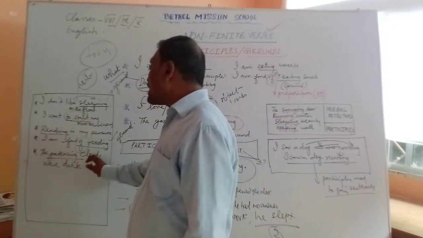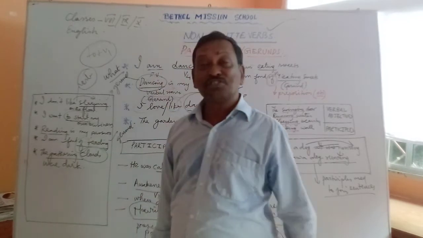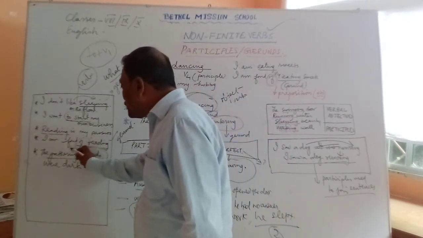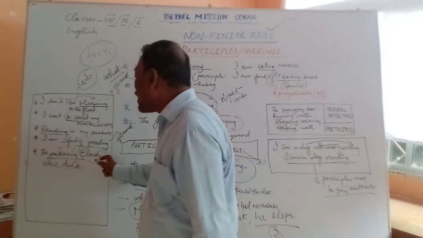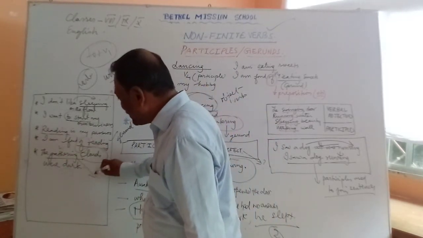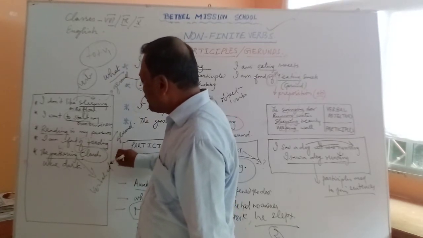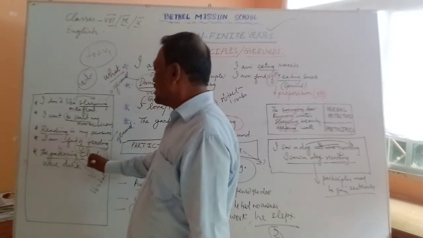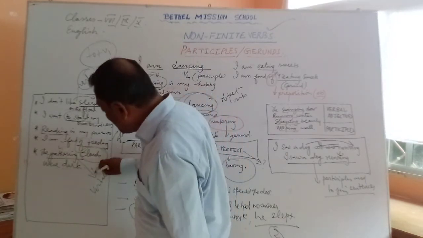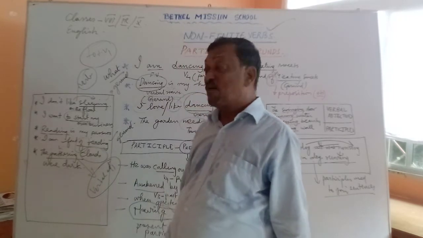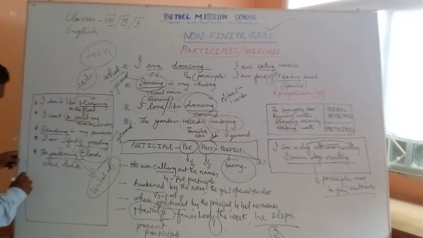The gathering clouds were dark. Clouds, noun. And what comes before the noun? Gathering. That is a participle again. Gathering clouds. Here, gathering is a verbal adjective. Definitely, this is a participle. It is not a gerund, but the participle does the work of an adjective. Now look at one more sentence. I'll give you one more sentence.